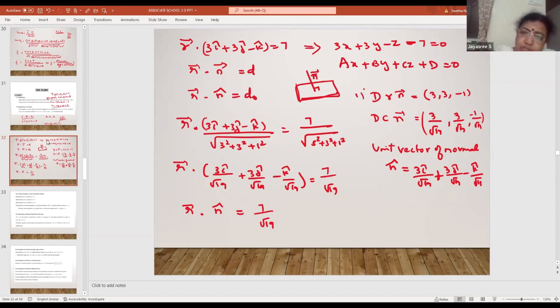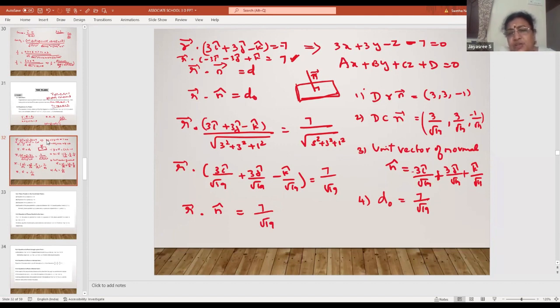And the fourth question is the distance from the origin, which is 7 by root 19. Suppose here it is negative, there itself we have to make it positive. Suppose here a minus sign is given, immediately we should train them: r vector dot (minus 3i minus 3j plus k) is equal to 7. Training them here itself, D is positive. So automatically this will become negative, negative, plus, and this will become positive. That training should be given. D naught is the distance from the origin. So that is the next question.